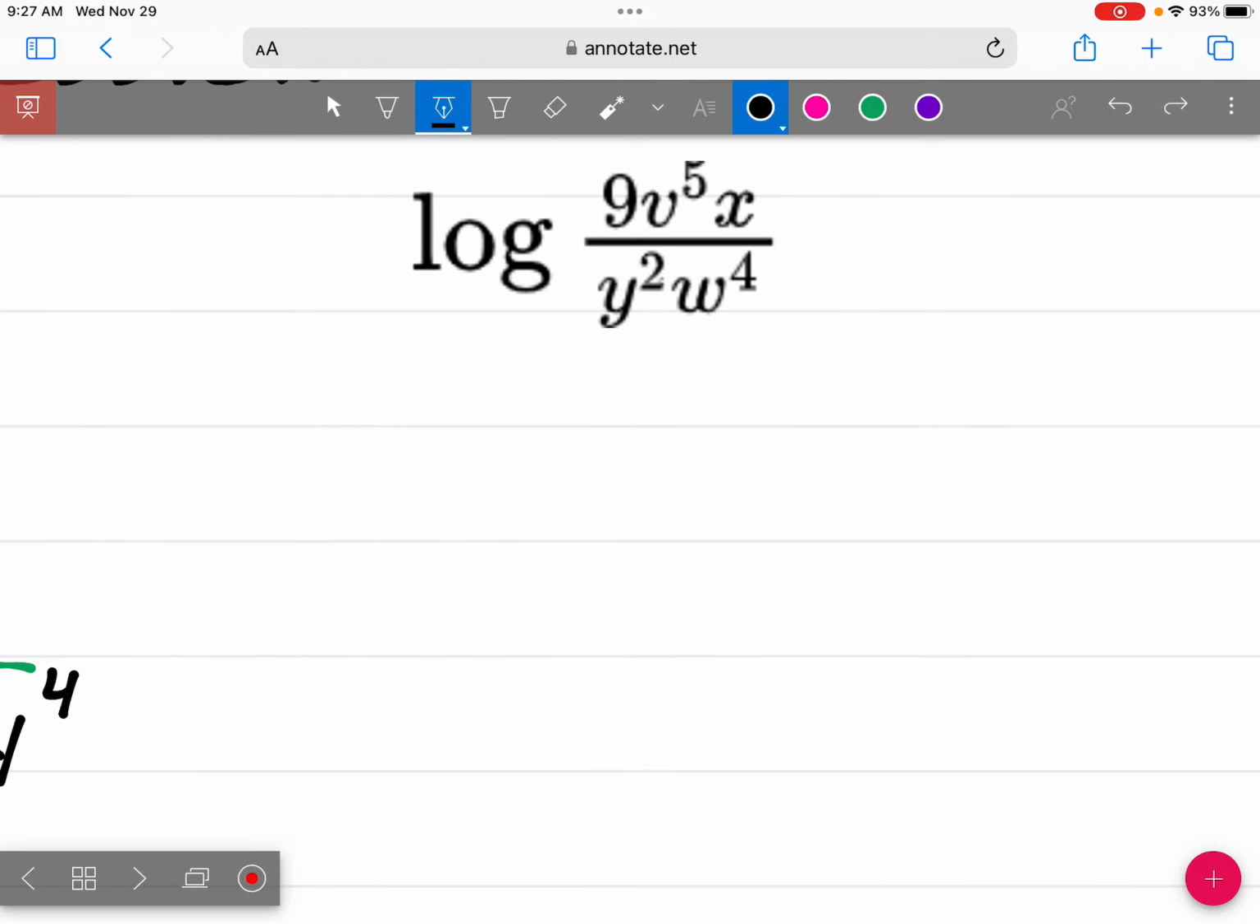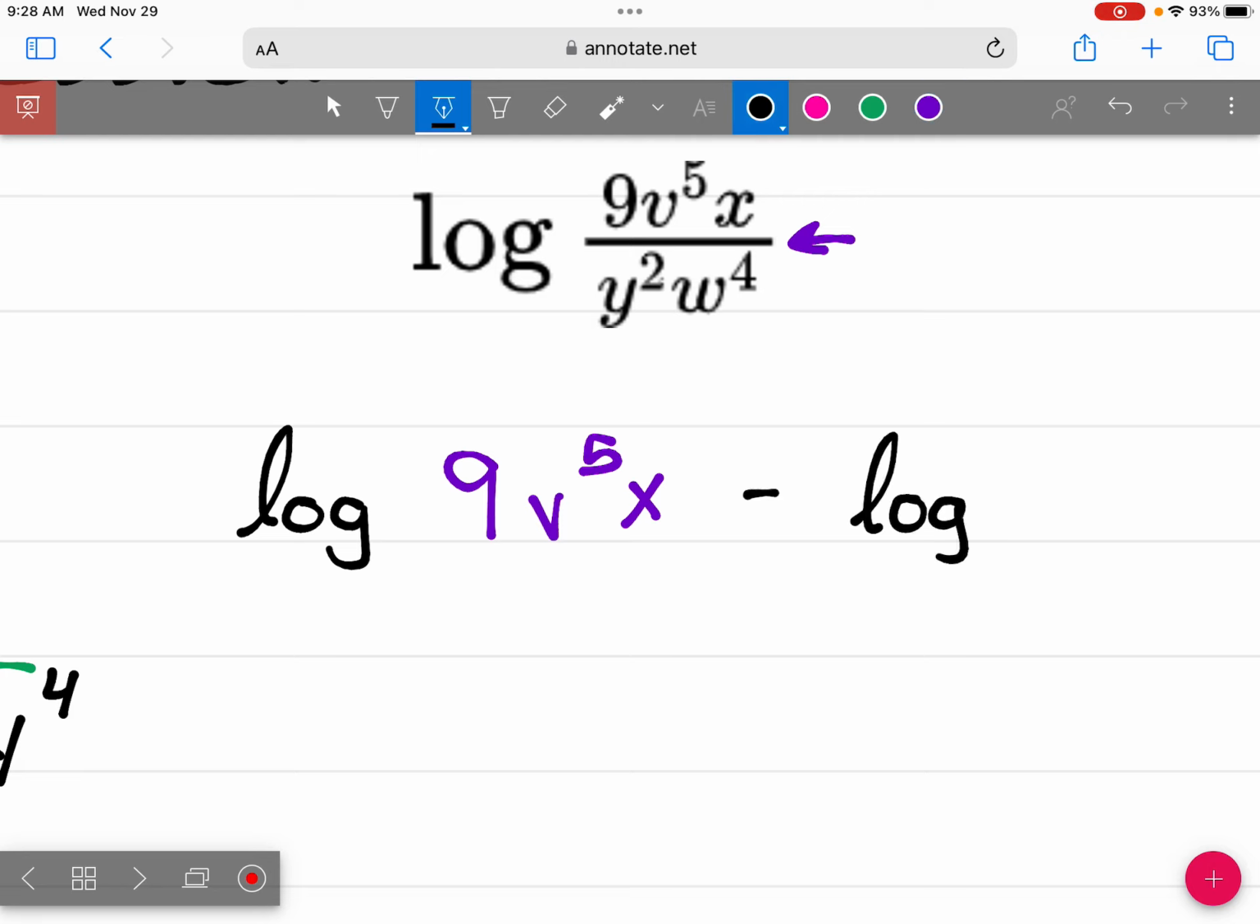All right. So what's our first property we're using? The quotient property. We got to get rid of this division first. So we're going to have log of my numerator, 9v to the 5th x, minus the denominator, log y squared w to the 4th.